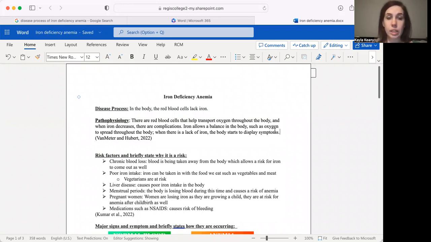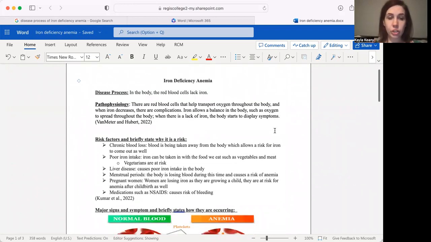The disease process is that, in the body, the red blood cells lack iron. The pathophysiology is that red blood cells help to transport oxygen throughout the body, and when the iron decreases, there are complications. It's important for the organs to receive the oxygen to keep everything flowing.